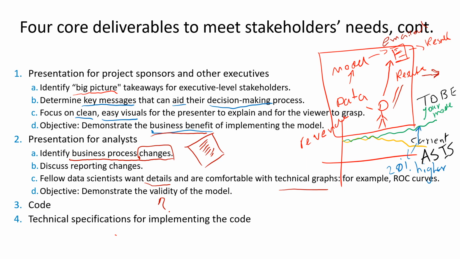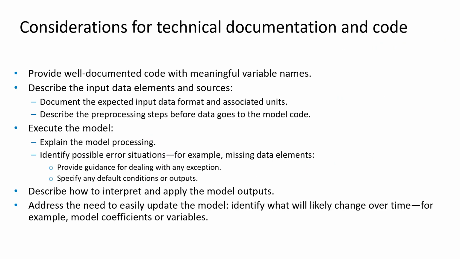So the next step is the code and technical specifications. For that documentation and code, you want to make sure that you're going to provide well-documented code. Documentation is not easy to write. It's a skill and it takes a lot of time. So make sure you take that time and document your code very well with meaningful variable names.